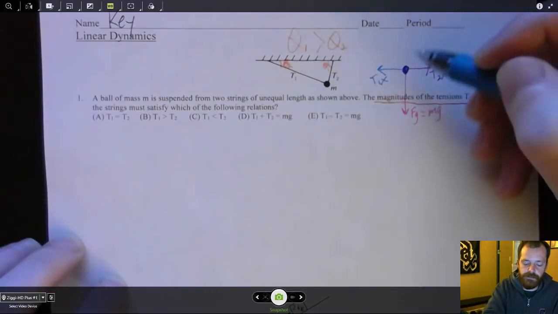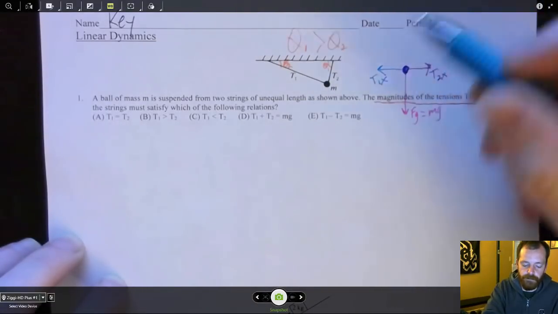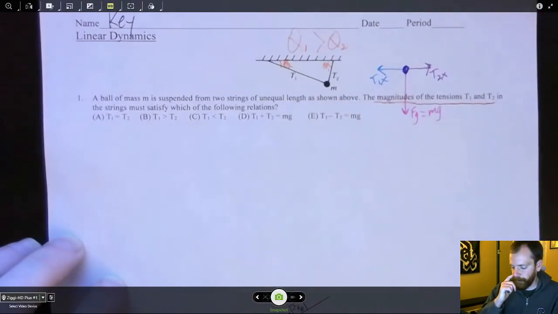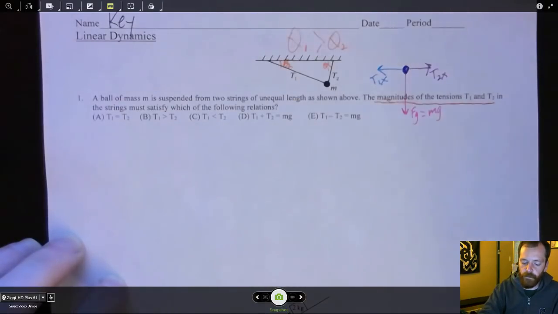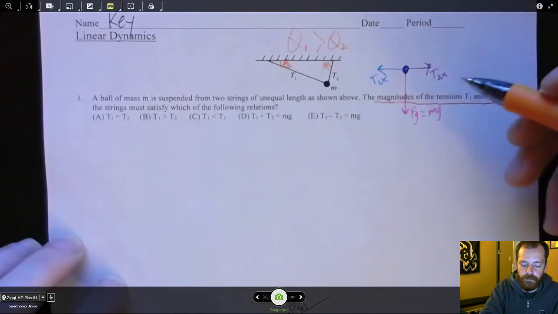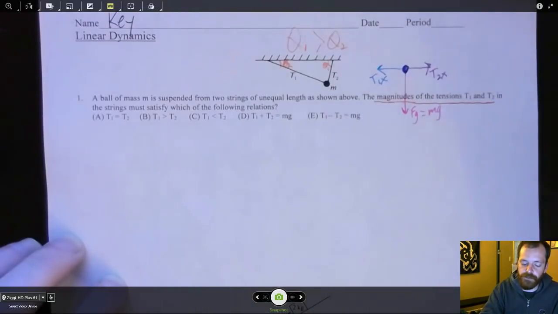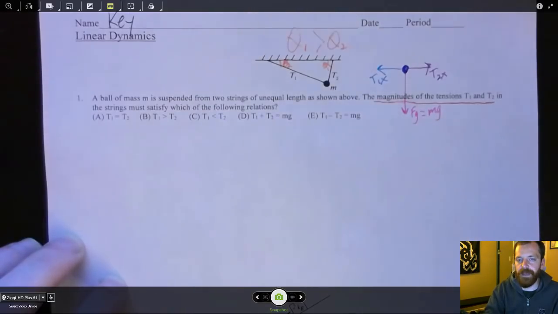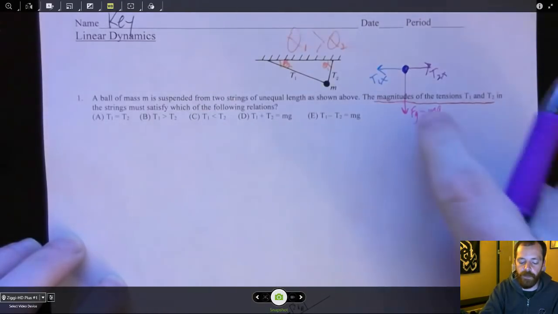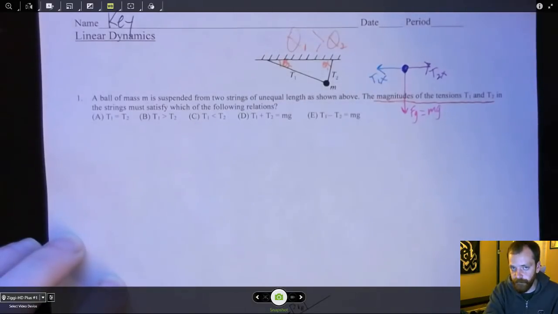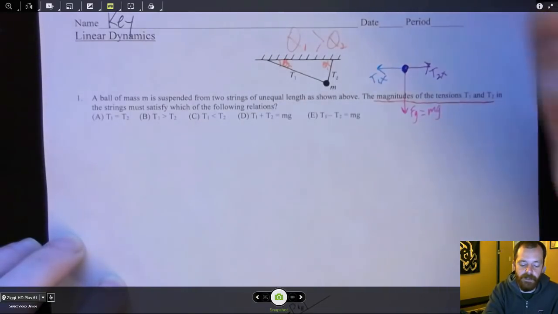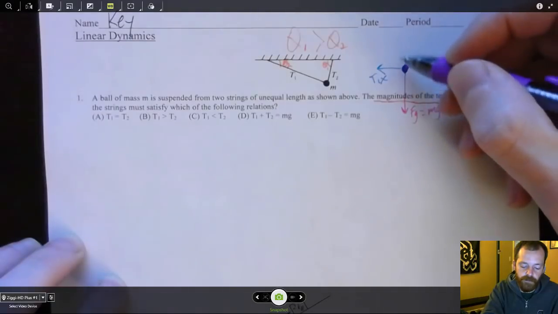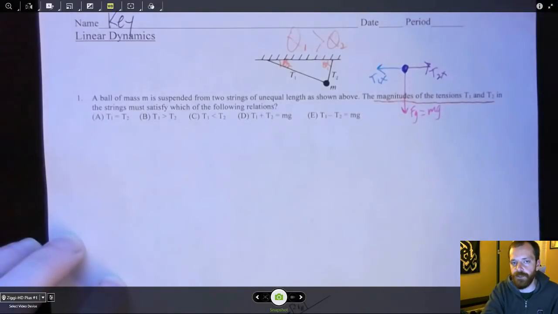Now that just leaves the upward parts, right, the vertical components of these two tension forces. Well, we know that the vertical components of these two tension forces have to cancel out the weight of this object, right? They have to add up to equal the weight of this object. However, that does not mean that the vertical components of these two forces are equal to each other. Okay? And it turns out they are not.